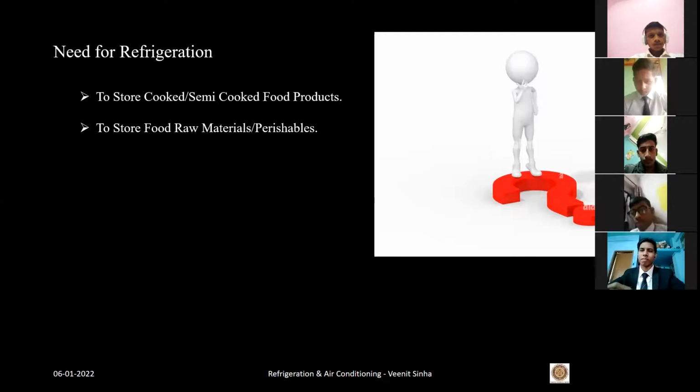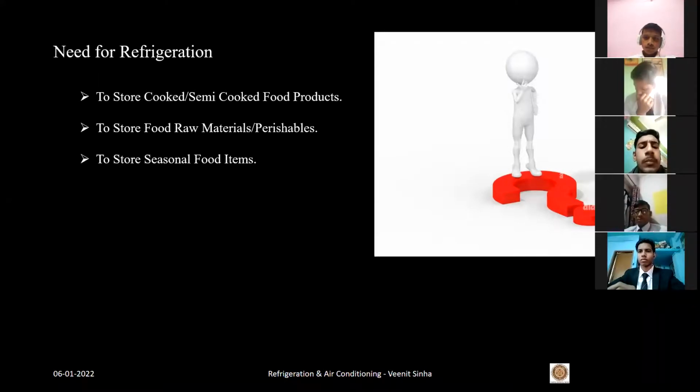Okay, the second is to store food raw materials, especially perishables. I think I have already told you what perishable means. You also know that perishable products are those which can easily get spoiled, like milk, and even your poultry products if you are storing them at room temperature. So to increase the life of that, as I have said, raw materials are perishable. If you keep them at a very low temperature, of course you would be able to increase the shelf life as well.